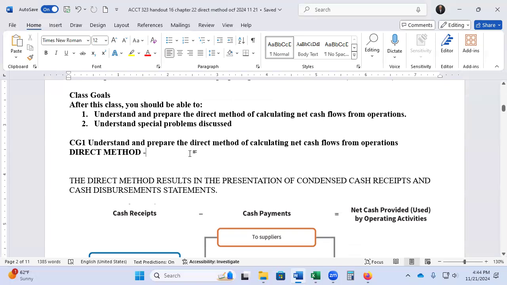Okay, understand and prepare the direct method of calculating net cash flows on operations. So keep in mind, with the two methods, both the investing and financing sections are going to be the same. The only difference comes from the operating cash flows method. All right. And we report cash receipts and cash disbursements from operating activities.